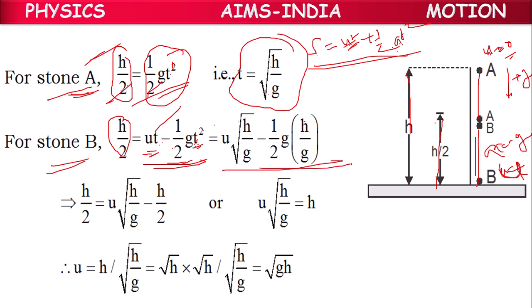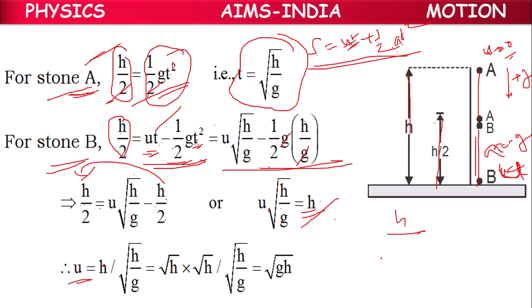h by z. This is equal to h by 2. So h by 2 equals, so z cancels, h by 2. u root of h by z minus h by 2. So this h by 2 will go there, it will become plus h by 2. h by 2 plus h by 2 equals h. u root of h by z equals h. So u equals h divided by root of h by z.